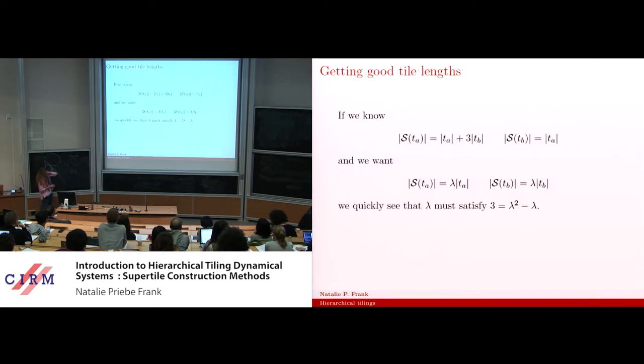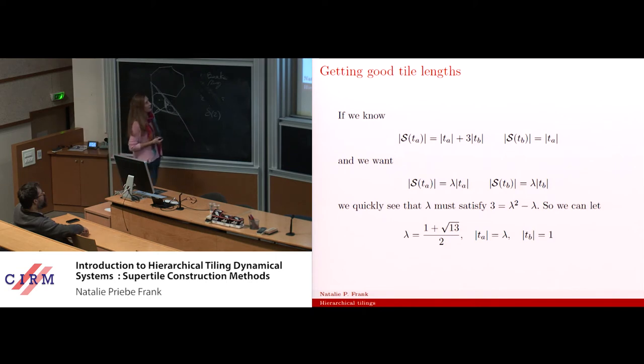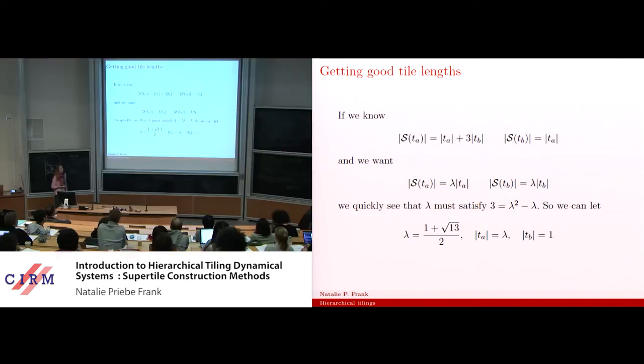So it's pretty easy to get the right tile lengths in this situation, right? Because I want this to be true, and I also want that to be true, and you just write it down. And you get a quadratic polynomial, which is very easy to solve. And so it turns out that the lambda that you want is this number right here. And T sub A will be lambda and T sub B will be 1. And it's really the ratio between the tile lengths that matters, not the actual tile lengths. So one of them could be 1.